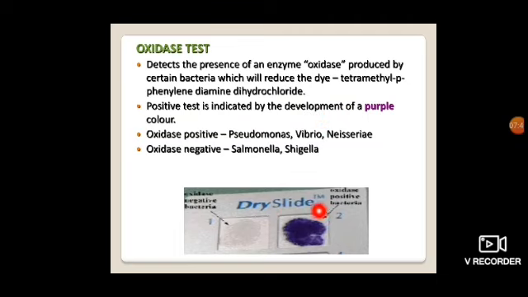So in that slide we can observe the oxidation carried out, and after the oxidation process, in the presence of the microorganism, it shows the purple color. Oxidase positive examples are Pseudomonas, Vibrio and Neisseria, which produce the purple color. Oxidase negative are Salmonella and Shigella. So here the transparent tube is showing the negative oxidation process. So this is the first one, the oxidase test.